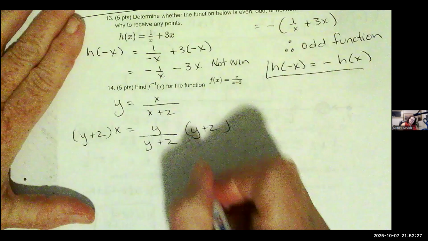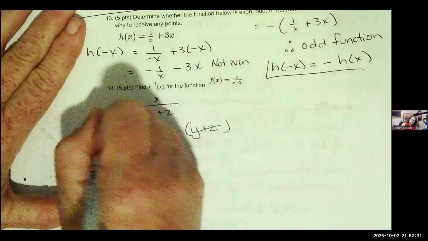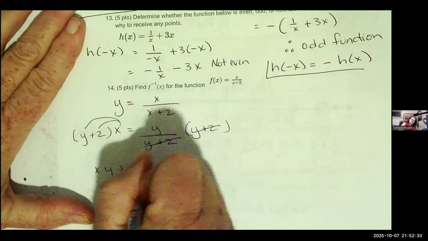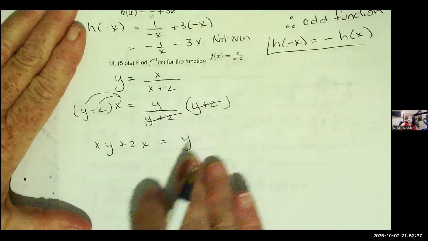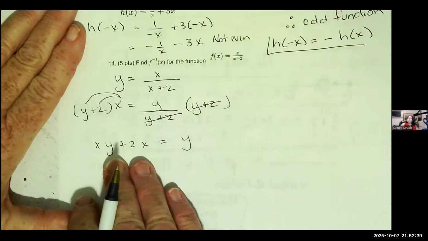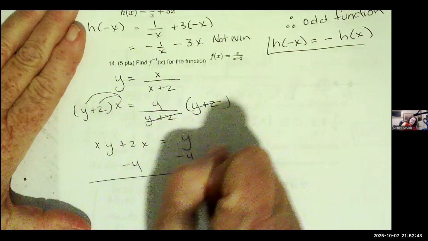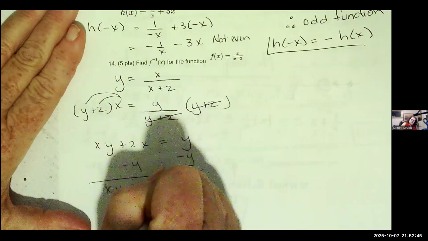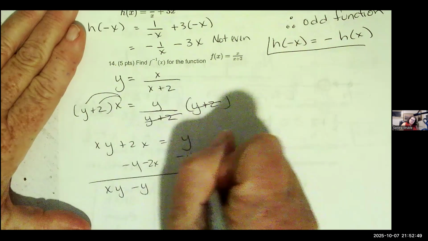All right. It's gone from here now. Distribute your x over the binomial. You've got xy plus 2x is equal to y. I need every term that has a y in it on one side. So I'm going to subtract this y, and I have xy minus y. I want to move the 2x over as well. So I'm going to subtract 2x from both sides.